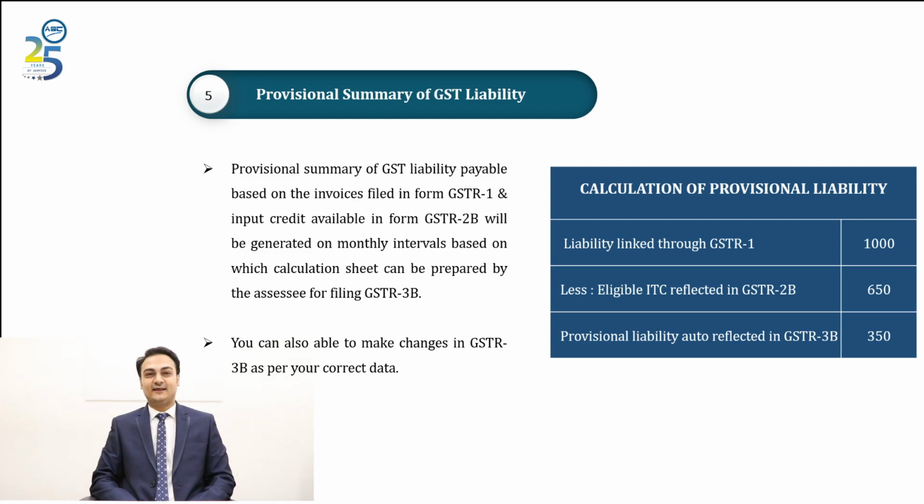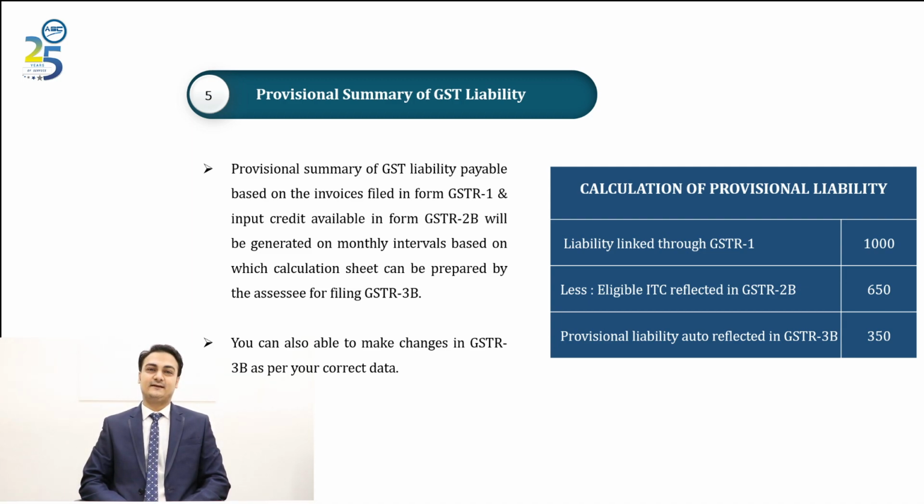The last topic is all about the provisional summary of GST liability. Whatever data you have filed in your GSTR-1 will now be auto-populated in your GSTR-3B under tab 3.1. As you can see on the screen, your GSTR-1 liability is 1000 rupees. Now this liability will be auto-populated in your GSTR-3B as 1000 rupees. Your GSTR-2B is also linked with your GSTR-3B. The data of GSTR-2B is auto-populated in your GSTR-3B under the tab Input Tax Credit. In this example, your input tax credit auto-populated in your GSTR-3B will be 650 rupees. So now your provisional tax liability will be 1000 minus 650, that is 350 rupees.